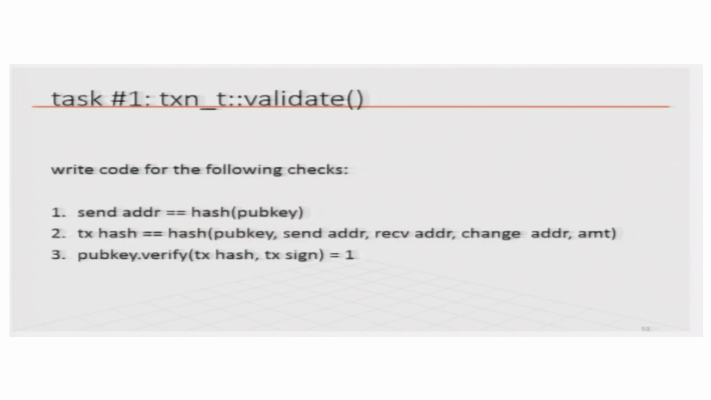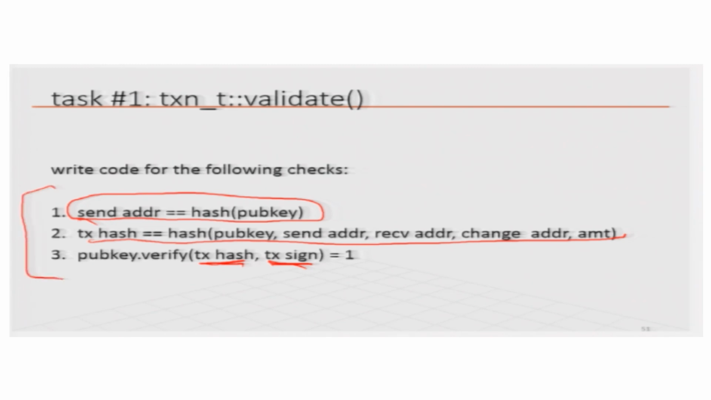So, for transaction validate, you have to write code for checking that the send address is the hash of the public key that is part of the transaction. Also, you have to compute the transaction hash and check that the hash that has been put as part of the structure matches, and then you will also have to use this transaction hash and check the signature that is there. So, these are the things that you have to check for validating a transaction, other than the balance check, which we are assuming you will do.